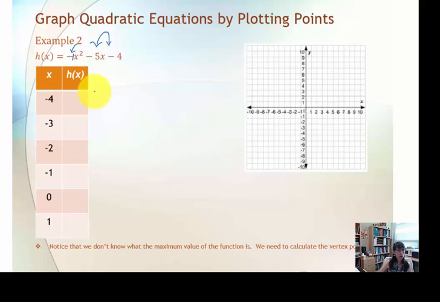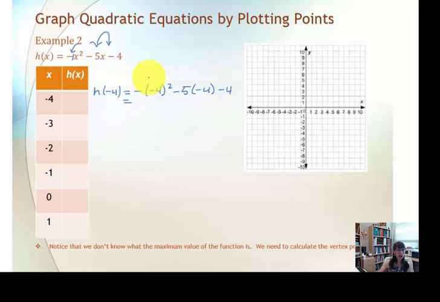Using -4, we'll have h of -4 is equal to negative times the quantity (-4) squared. So be careful here. We do have a negative out in front of x with no parenthesis. So that means the quantity is written separately from that negative sign. Minus 5 times -4 minus 4.